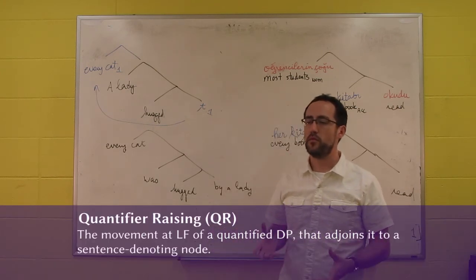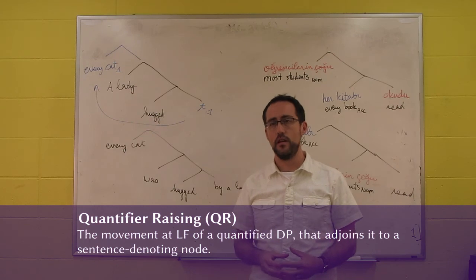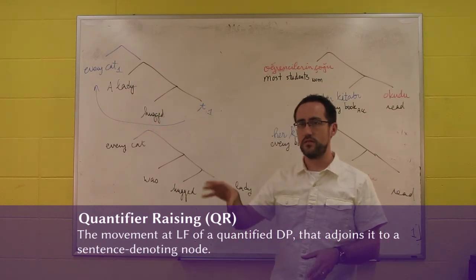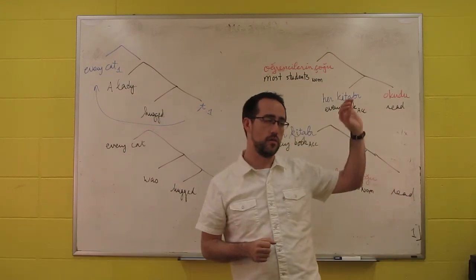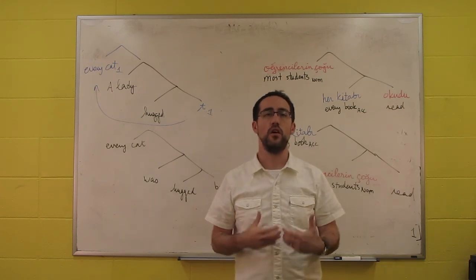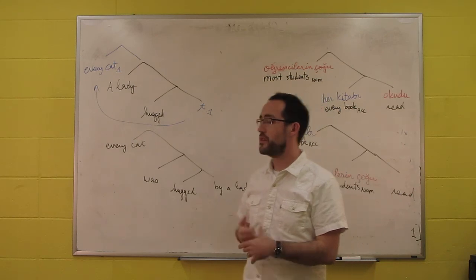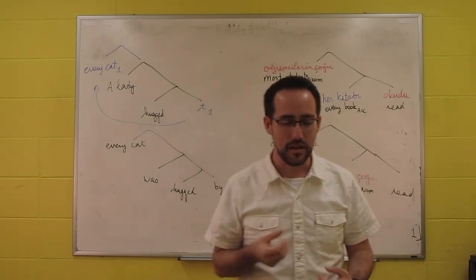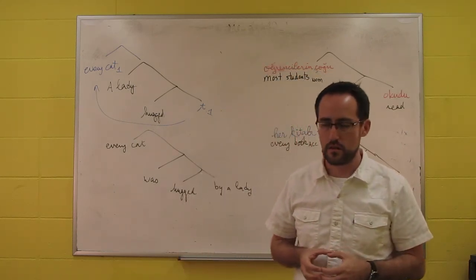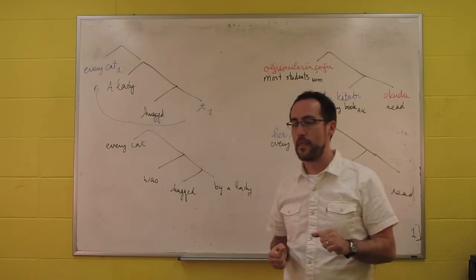And this is a type of movement that happens at LF, so it happens after the PF has been fed. So we don't see it at PF. It doesn't occur overtly. It occurs covertly. And we end up with a kind of movement that tells us something about the way the grammar is worked, the way the grammar is built.